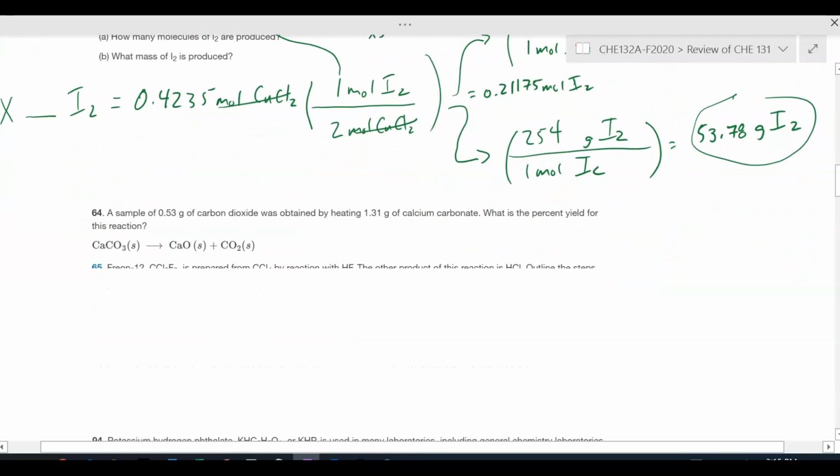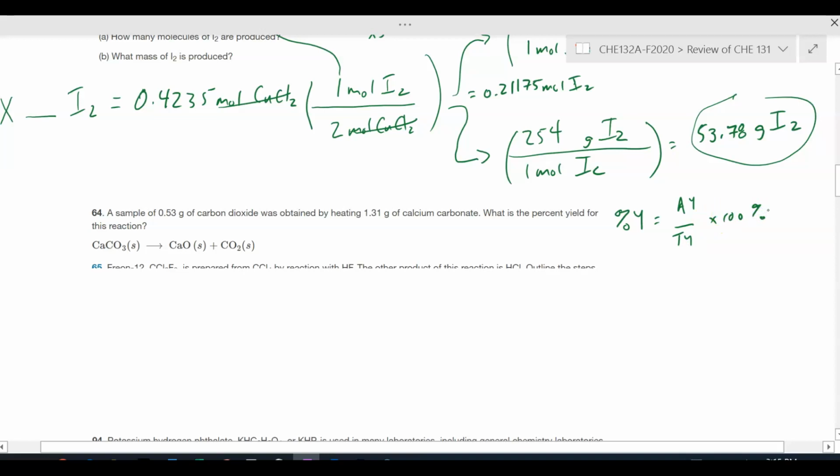All right, so next up here, excuse my copy of the problem, it kind of grabbed just half of the sentence of the next one. We've got another reaction. Calcium carbonate is decomposing into calcium oxide and CO2. And what we're told is that we got 0.53 grams of carbon dioxide from heating the 1.31 grams of calcium carbonate. What is the percent yield? So we've got to think about a couple of formulas here. What's percent yield? Percent yield is the actual yield over the theoretical yield times 100%.